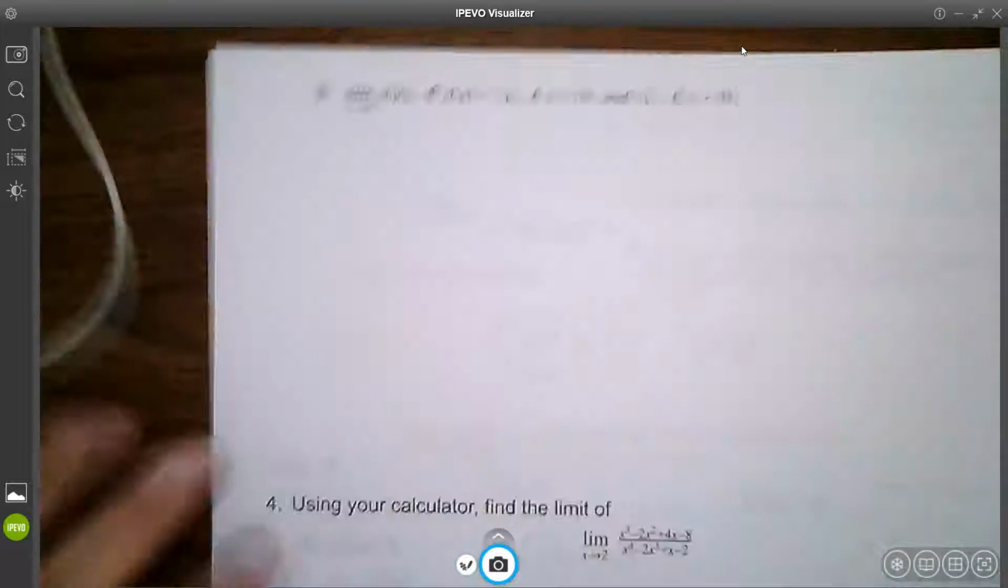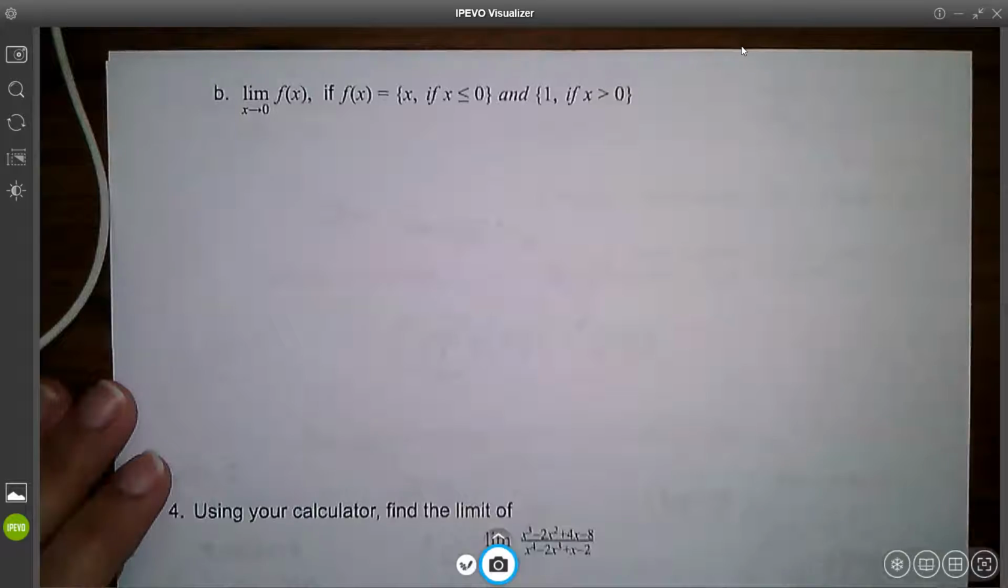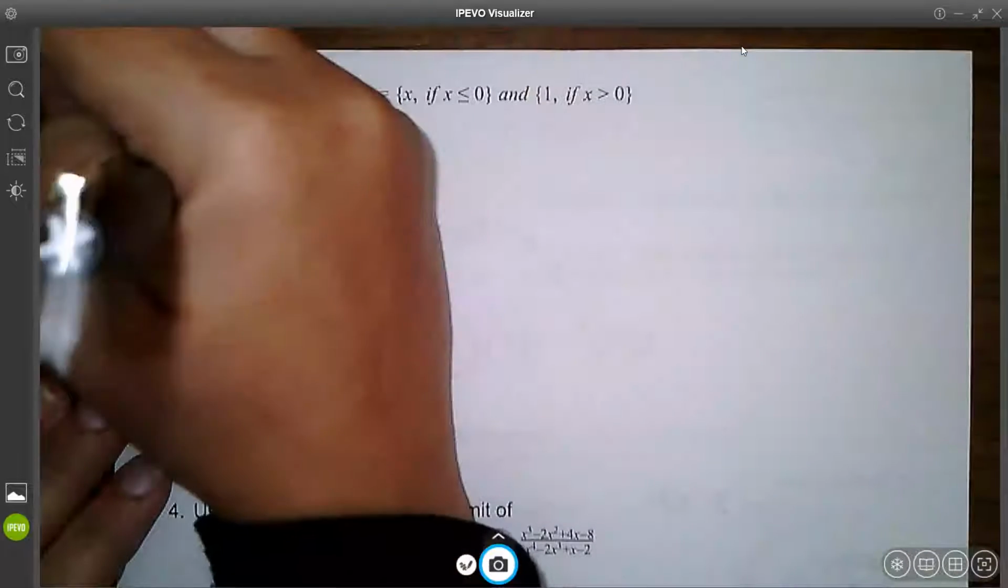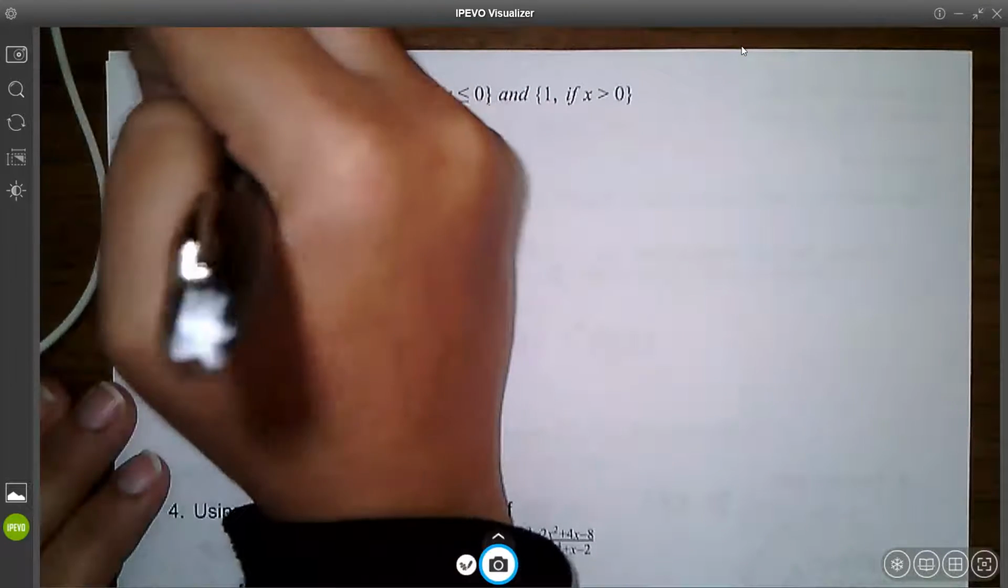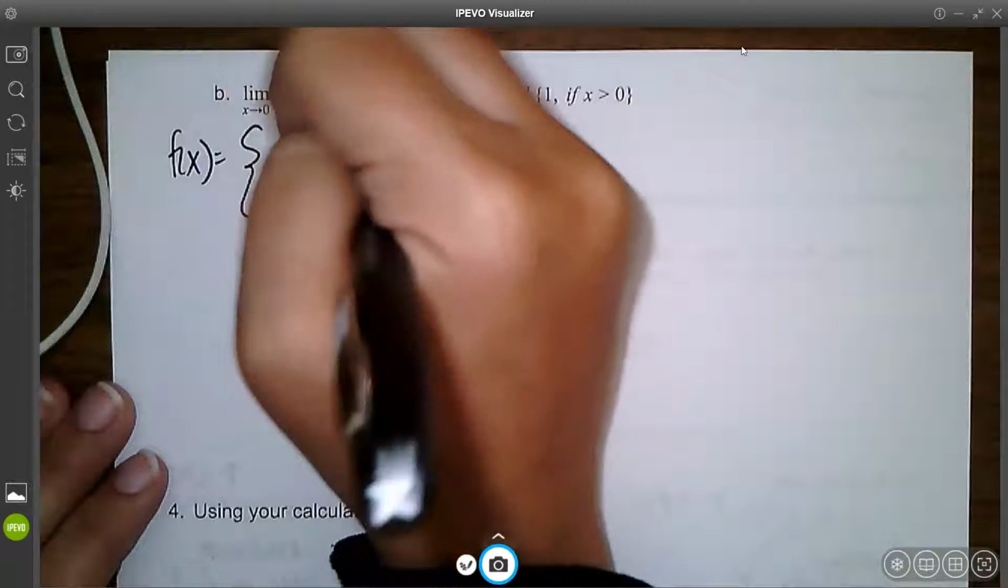The next one. The limit of f of x, limit as x goes to 0 of this function. Here is our piecewise function again. We have x when x is less than or equal to 0. And we have 1 when x is greater than 0.